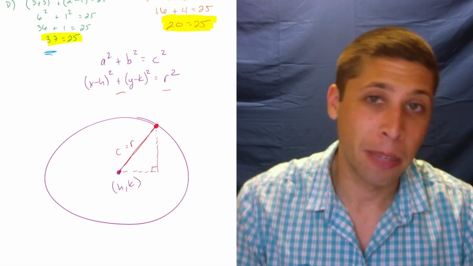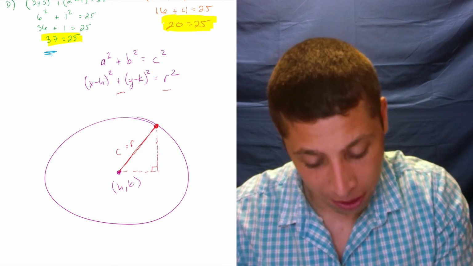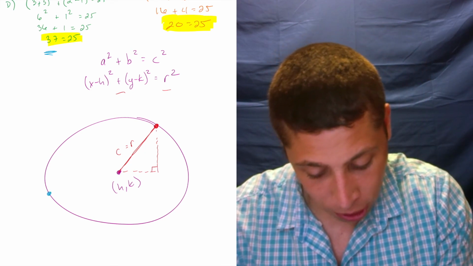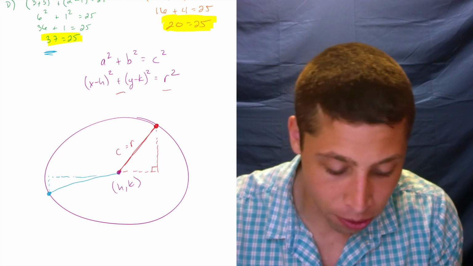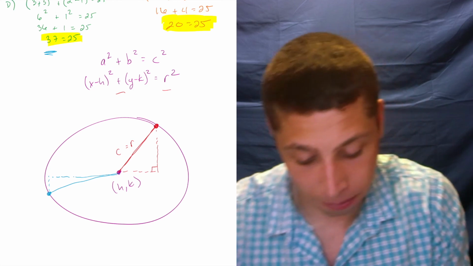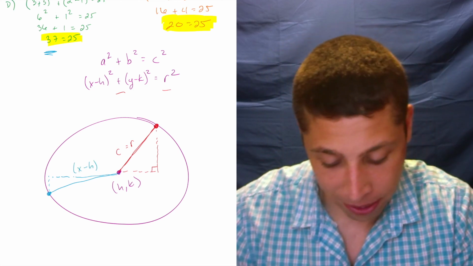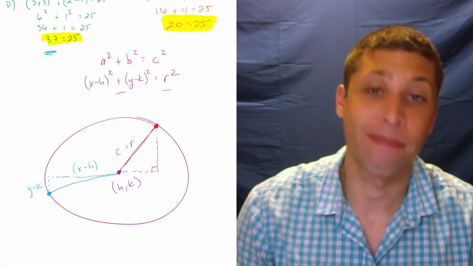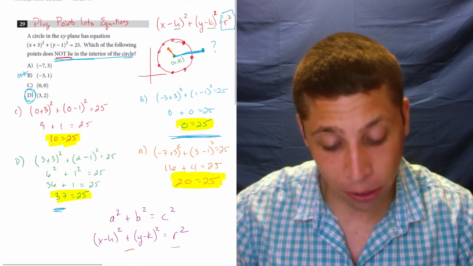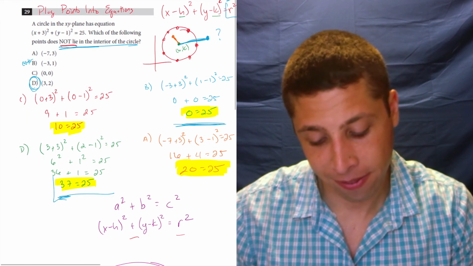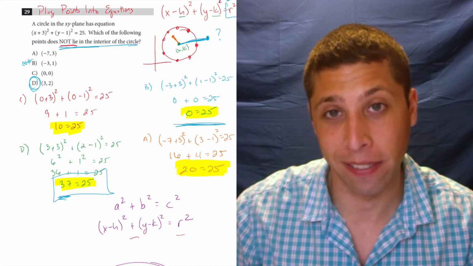But yeah, that's basically what's happening: we're making a bunch of right triangles that all have the same hypotenuse and then different legs, x minus h, y minus k, that kind of thing. Maybe it helps. But there you go. That's the real reasoning, that this distance is greater than the radius, and therefore D is outside the circle.